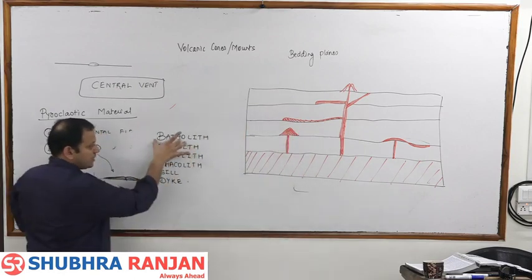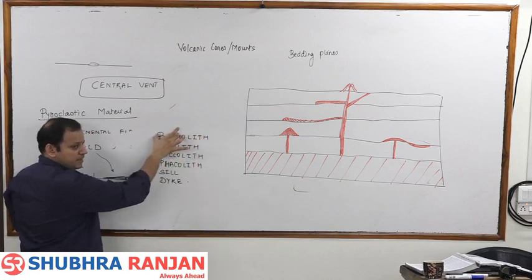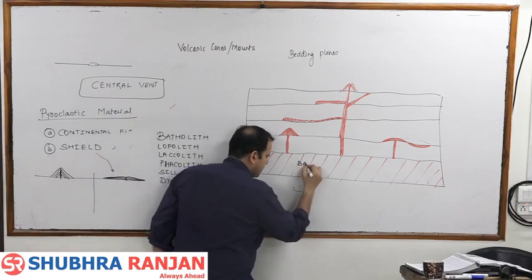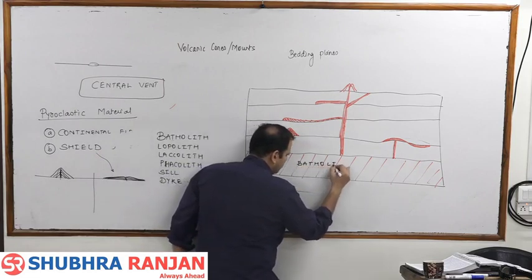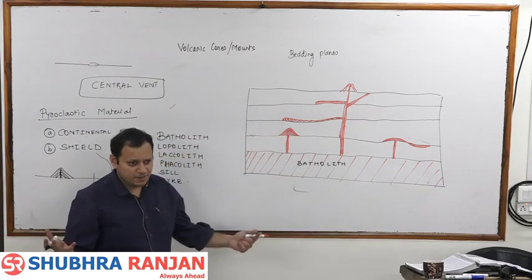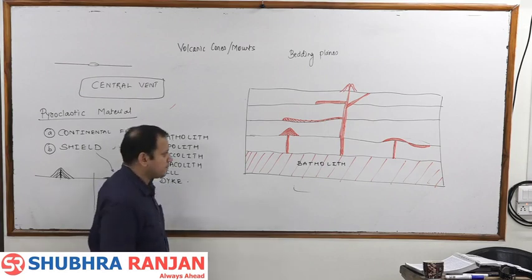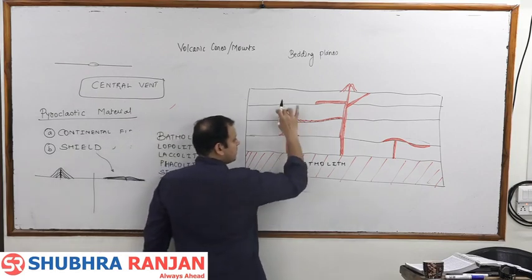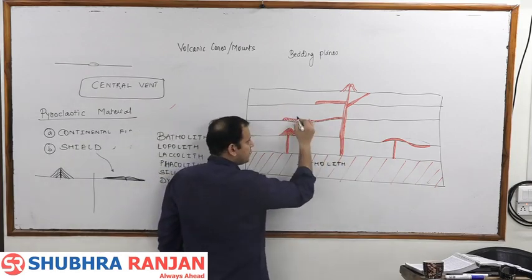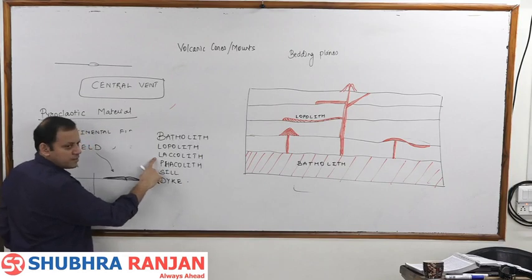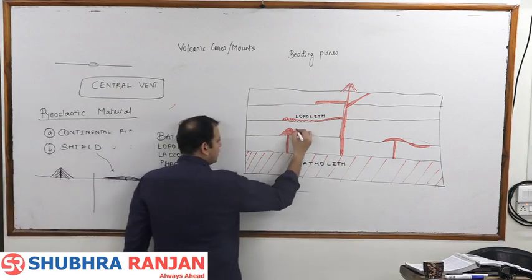Now, the biggest: lith means rock, bathy means depth. So the rock which is lying at the biggest depth is batholith. Huge. It was nothing but once a reservoir of magma, but over the period of time it has cooled and solidified. Lopolith means saucer shaped, concave. This is the lopolith. After that, laccolith, dome shaped. This is laccolith.